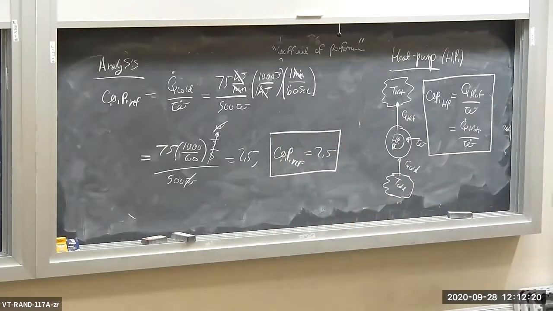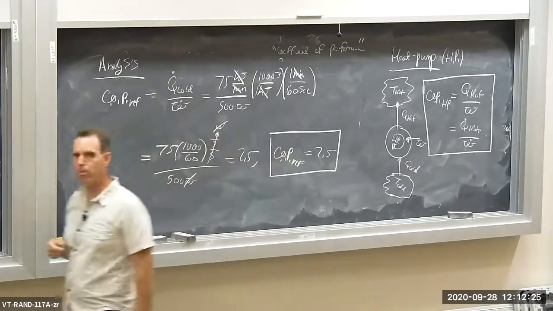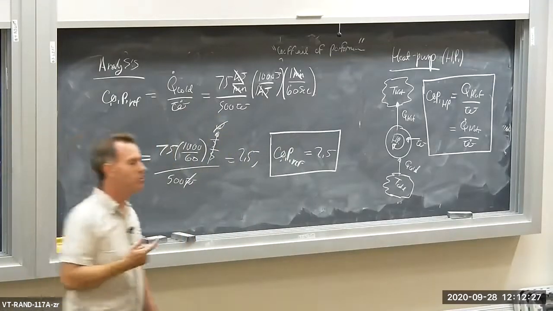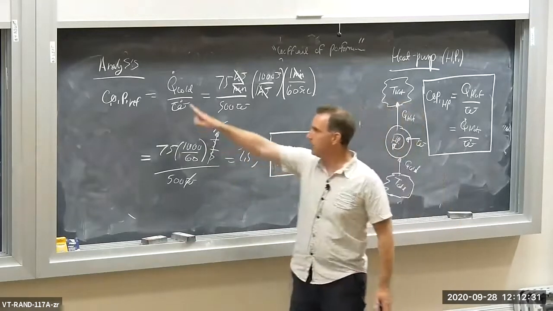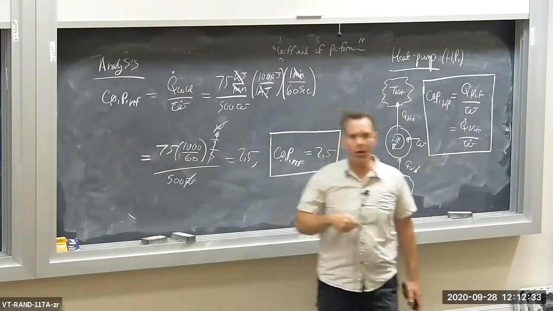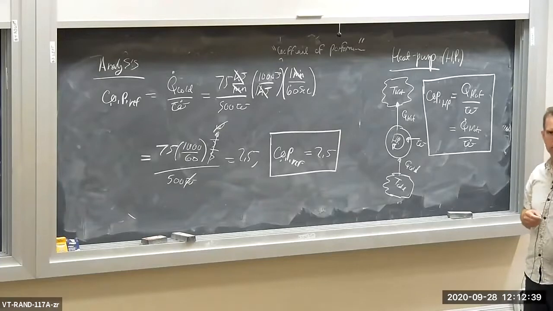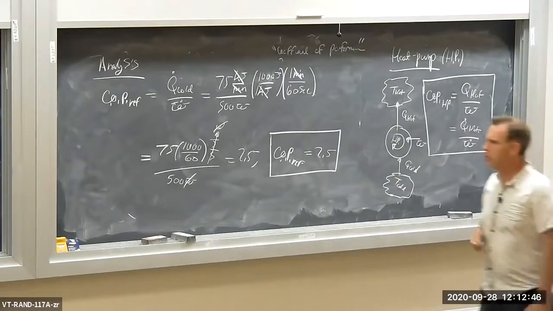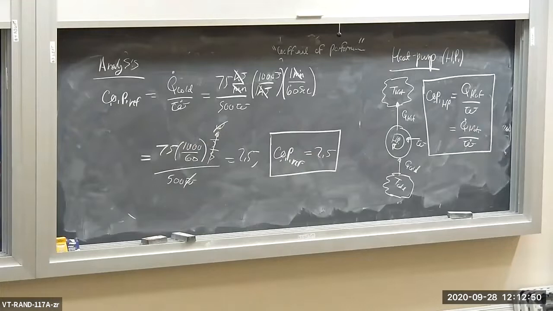That means for every 2.5 units of heat transferred from the cold place, it takes 1 unit of work or power to transfer that heat from the cold place to the hot place. Okay? What if instead we were going to treat this as a heat pump?